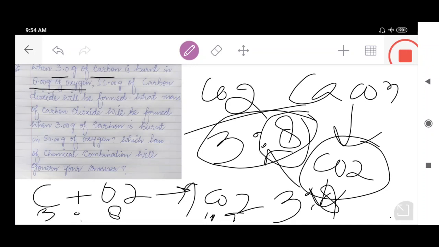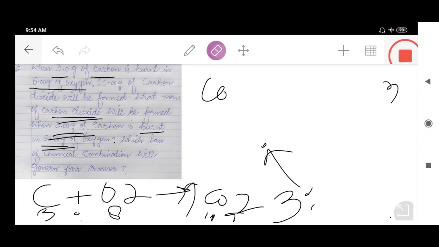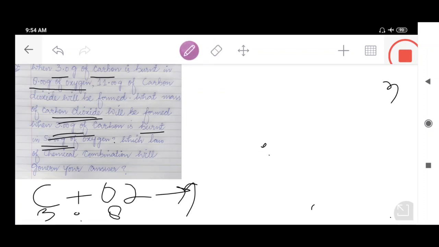What mass of carbon dioxide will be formed when 3 grams of carbon is burnt in 50 grams of oxygen? Which law of chemical combination will govern your answer? Look, firstly, carbon plus oxygen reactants form carbon dioxide.